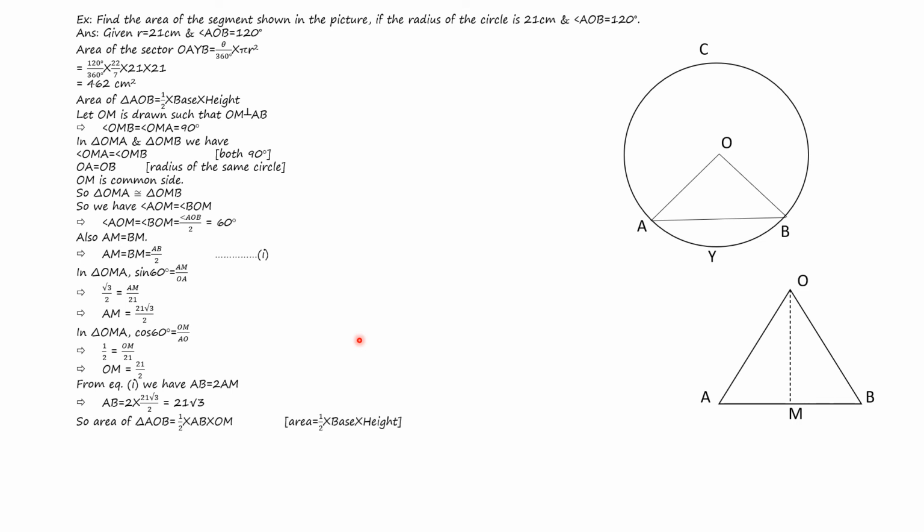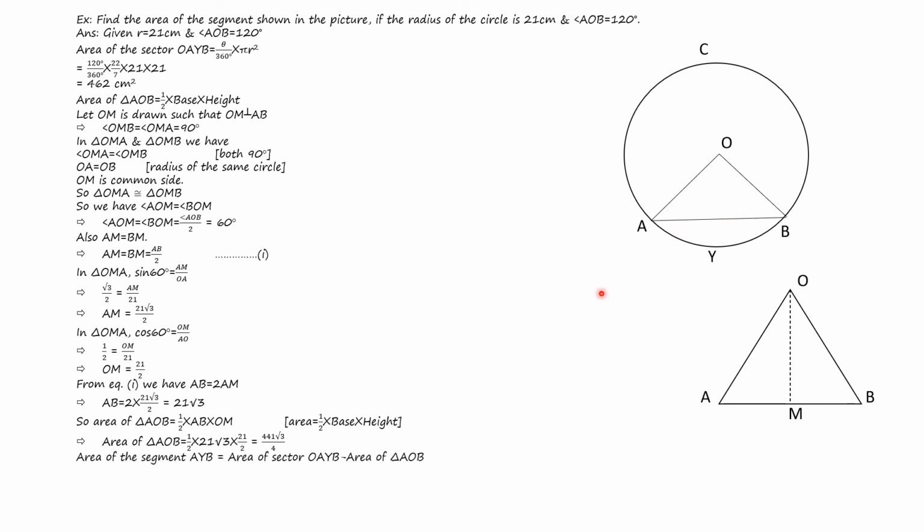So area of triangle AOB equals 1 by 2 AB into OM, base into height, or this equals 1 by 2 into 21 root 3 into 21 by 2, which is nothing but 441 root 3 whole divided by 4. Now we got the area of this triangle, and the area of this complete sector is known to us. So now we can find out the area of this segment.